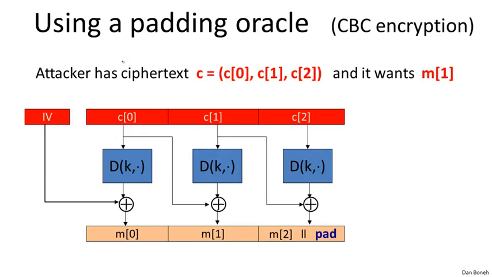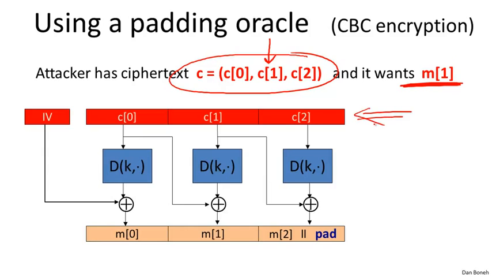So I claim that if the attacker has a certain ciphertext C, he can completely decrypt that ciphertext just using the padding oracle. So let's see how to do it. Just as an example, suppose he wants to obtain M1, in other words, the decryption of the second block of the ciphertext. So let's see what he would do. Here we have the ciphertext that the attacker intercepted, and this just happens to be the decryption of that ciphertext.